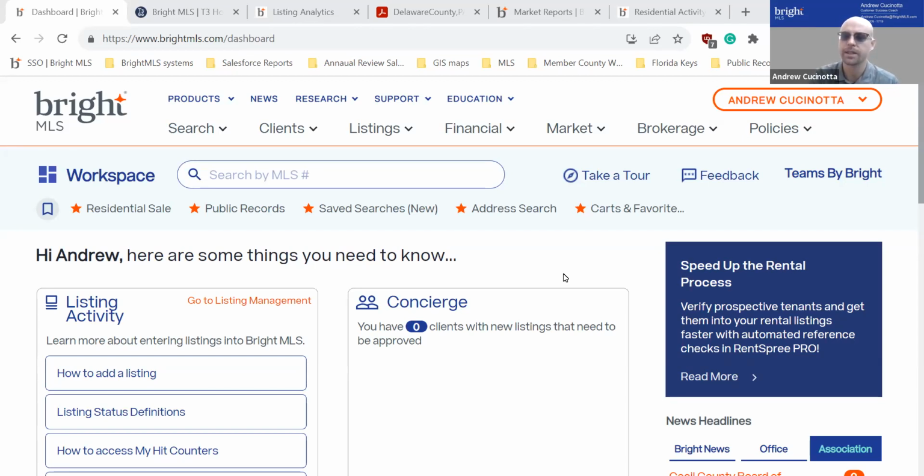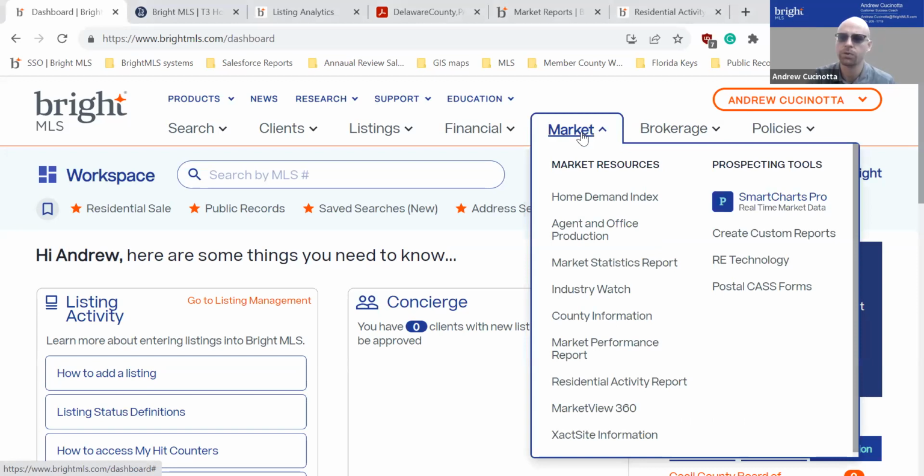And today we're going to be taking a look at the market tab. Now, why do we want to take a look at the market tab? Well, the market tab, I like to say, contains most things statistics in Bright MLS.